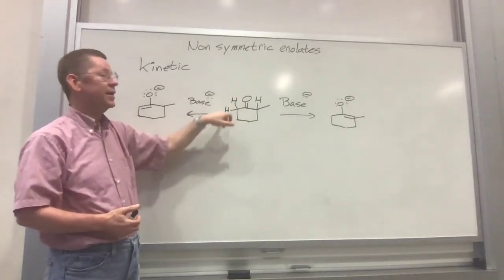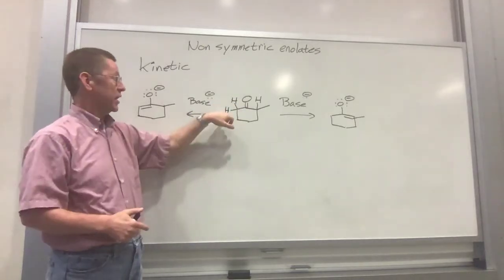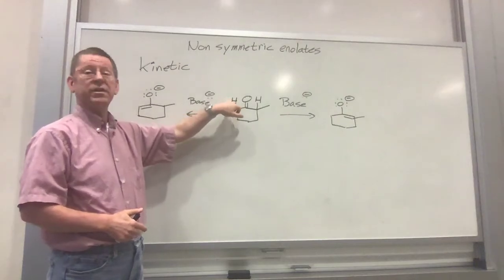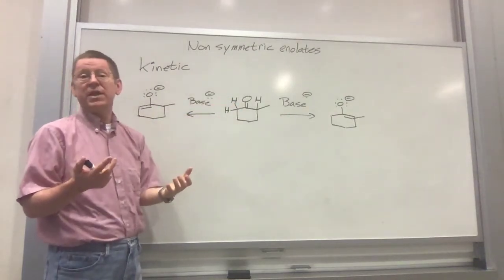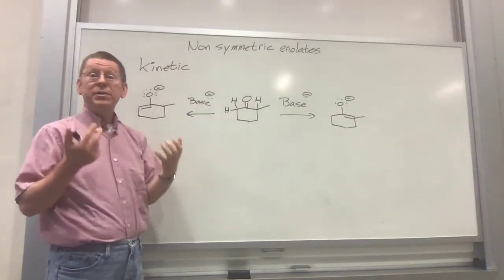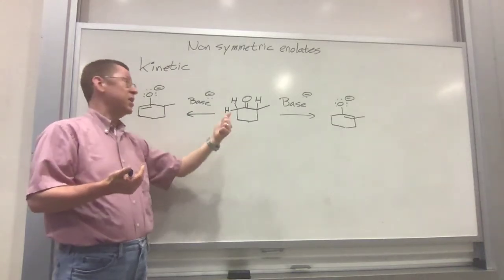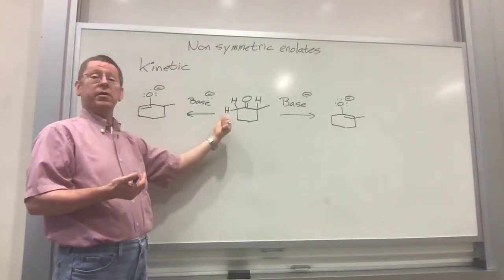Plus the fact that here, I've got two choices. I can pick this one, I can pick this one. It will get me to the same enolate. So it should be faster. Odds are, this is where we'll go.